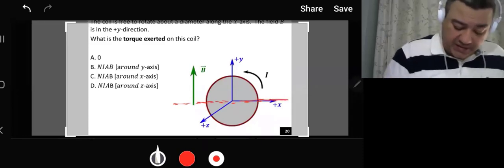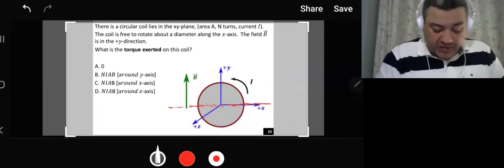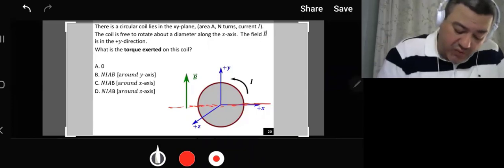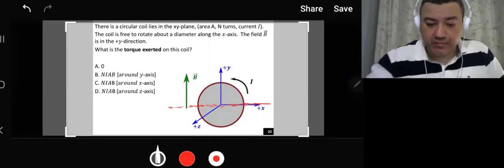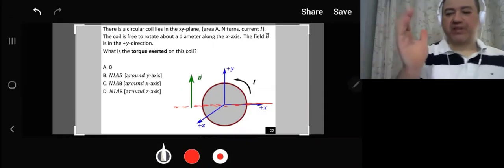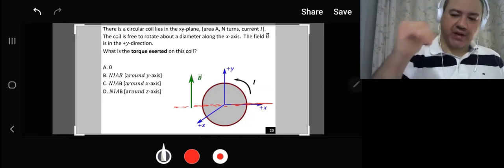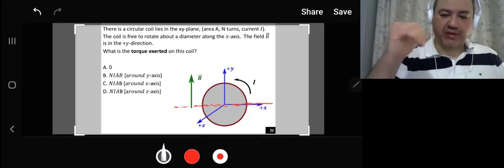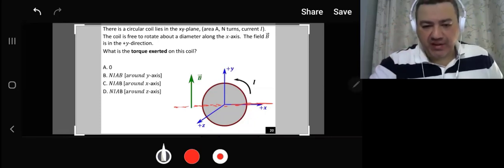Along the x-axis. The field is in the y. What do we need here to calculate or to find? What is the torque exerted on the coil? Okay, so this is counterclockwise, and the magnetic dipole moment is pointing out of the page as we have seen before.